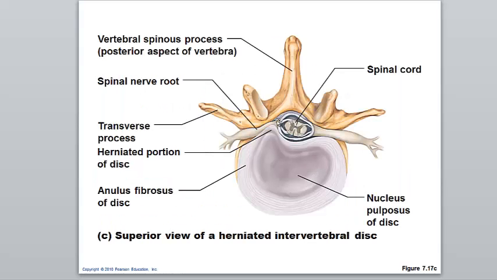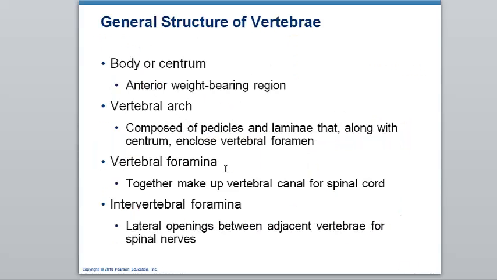In the next picture, you can see how the disc has moved. The whole thing is a disc, and you can see the disc has moved out of its alignment. And because you have the spinal cord right there, it presses on the spinal cord, causing pain. So that's why, if they have a cervical herniated disc, then the upper limbs are going to be affected. If it is the lumbar region, which is more common, it's going to affect the lower limbs. Okay, that's a herniated intervertebral disc.